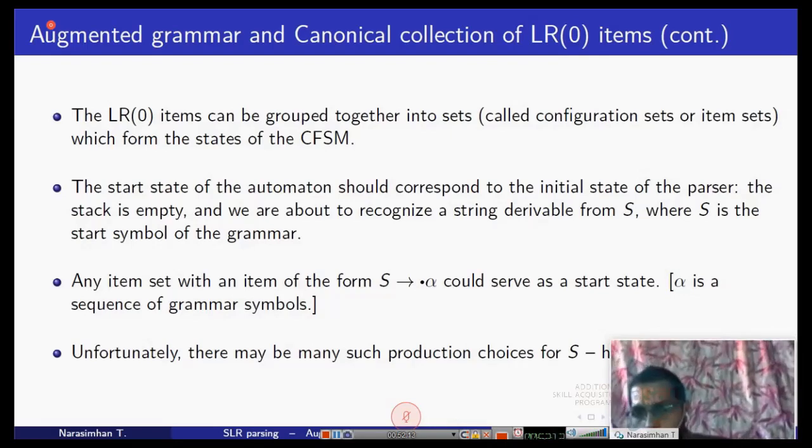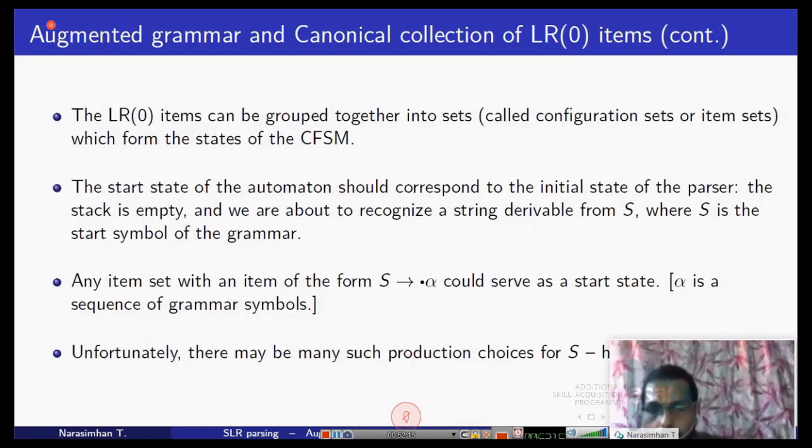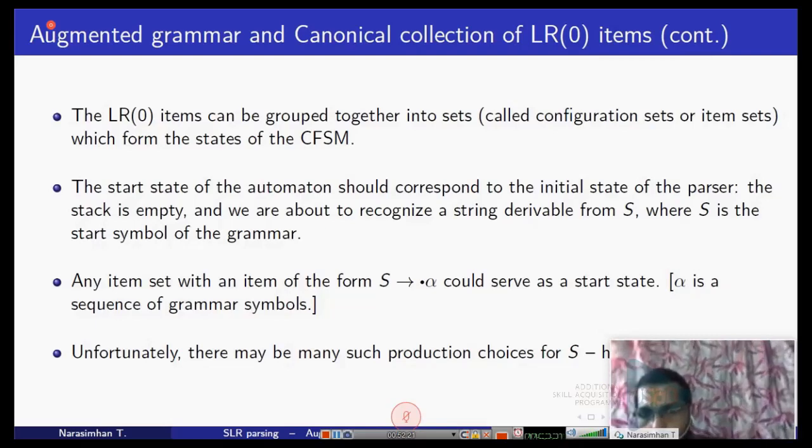That means what? You are going to consider items of the form S gives dot alpha. Why do you concentrate on this form? Because dot alpha means you are just, dot is at the left hand side, means you are going to read a string derivable from alpha. Now what is S? Start symbol. So any string is valid if it is derivable from the start symbol. So if you are able to derive something from start symbol, it is valid, right?